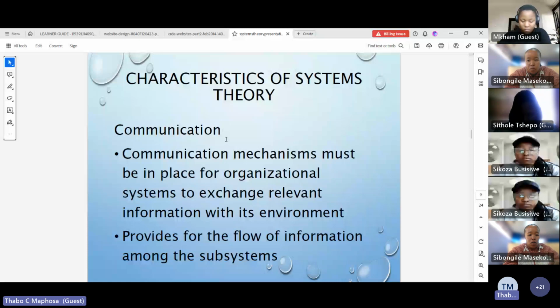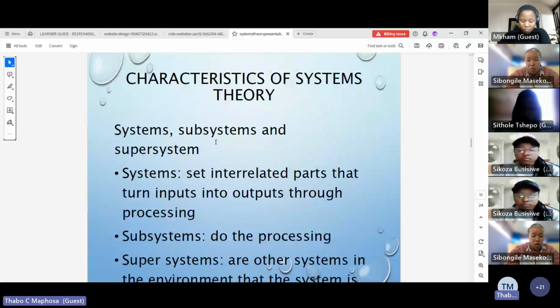And then there are the system, subsystems, and the supersystem. Now, what is a system? A system is a set of interrelated parts that turn inputs into outputs through processing. The subsystems do the processing. And the supersystem refers to other systems in the environment that the system is relying on to perform its given functions.